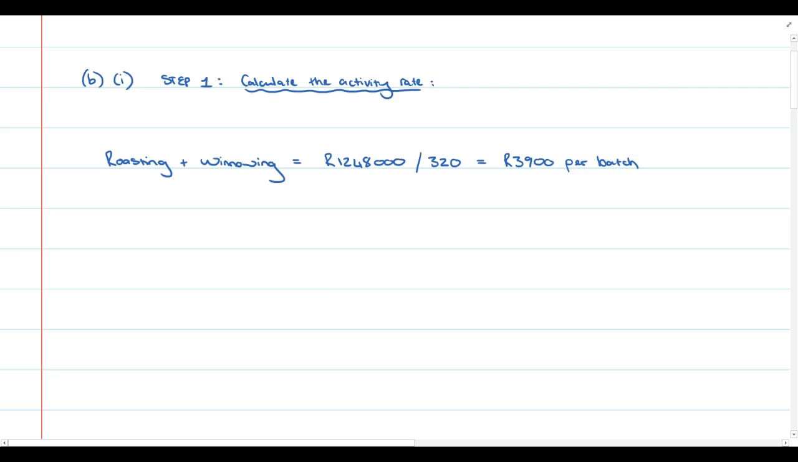Then the next activity is grinding. So once again, take the annual cost, divide by the annual cost driver volume, and that will give you your activity rate per kilogram.